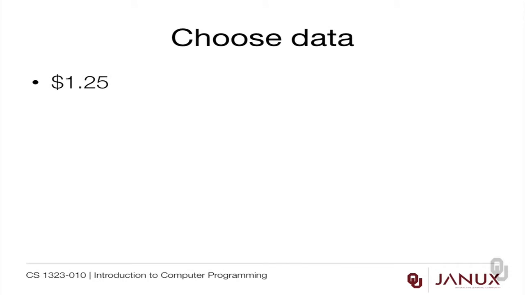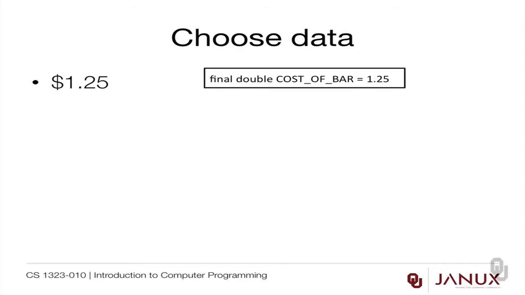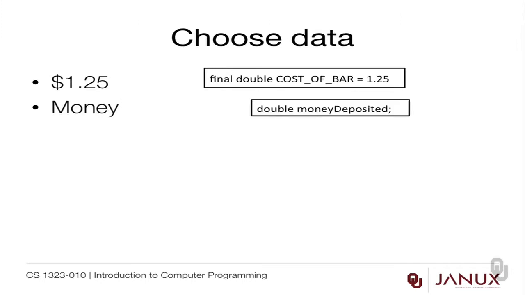Let's choose some data. Well, certainly we want to see what happens with $1.25. So that's going to be final double costOfBar equals 1.25. Now for our money, we're going to have double moneyDeposited. Let's add those to the main program.